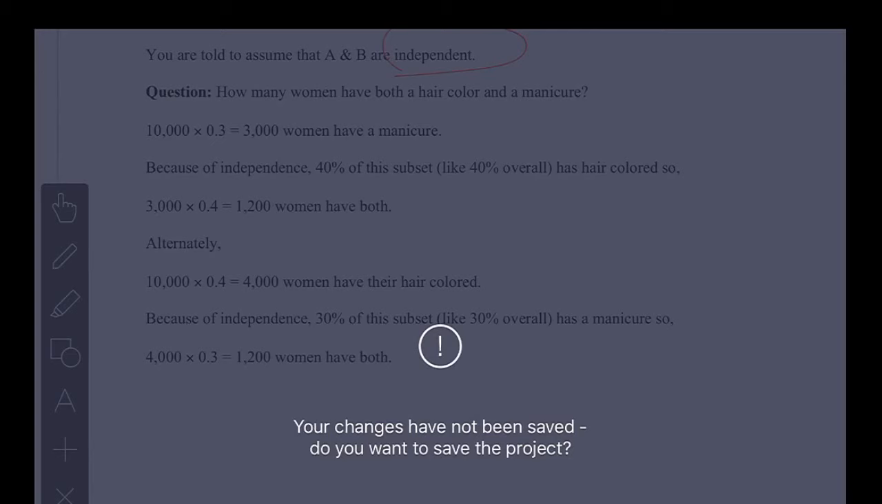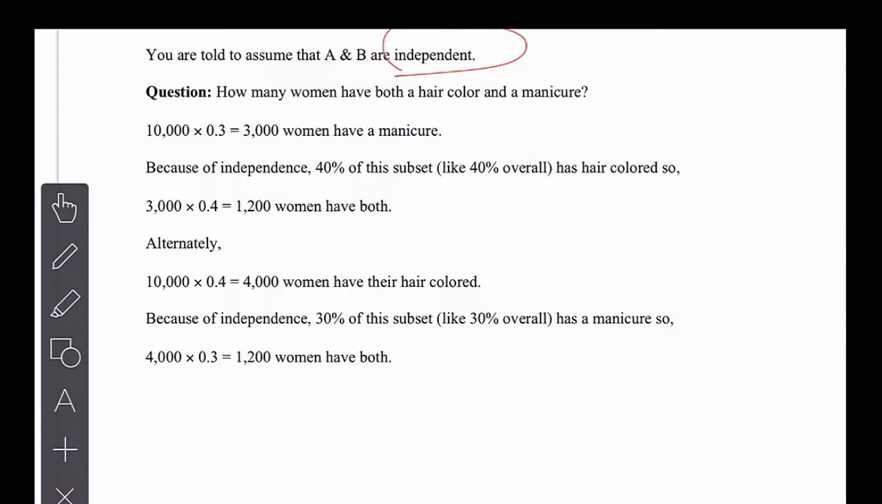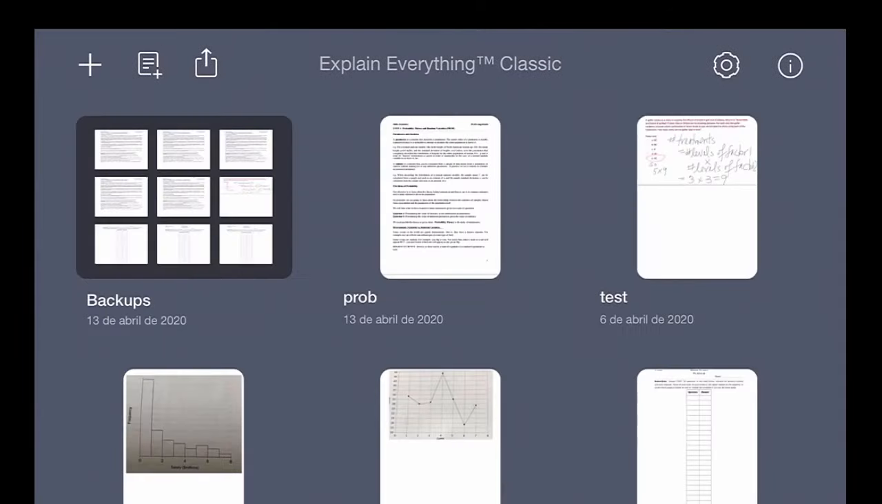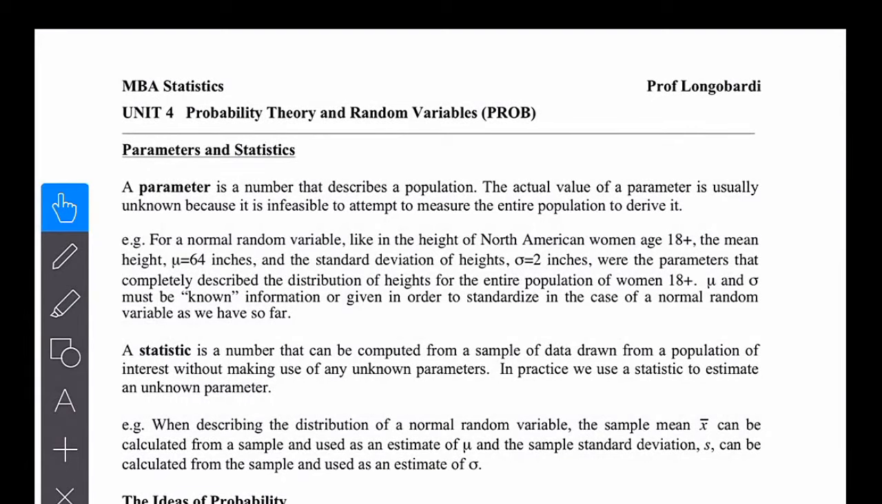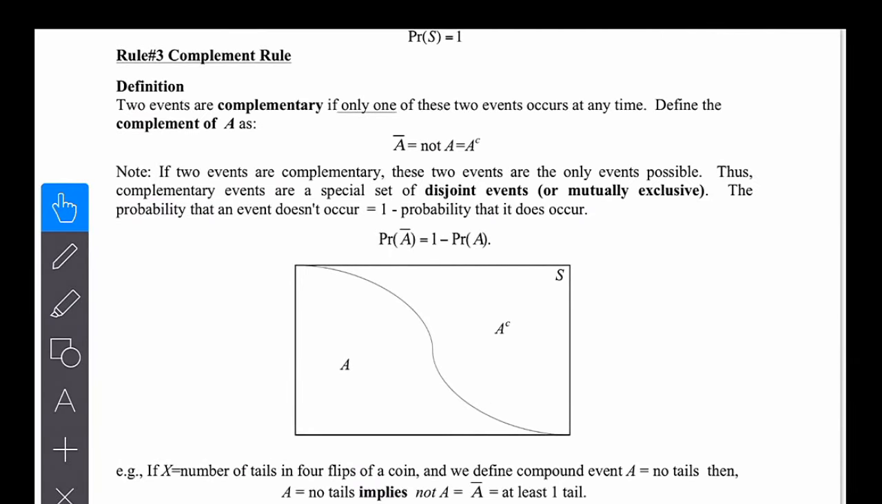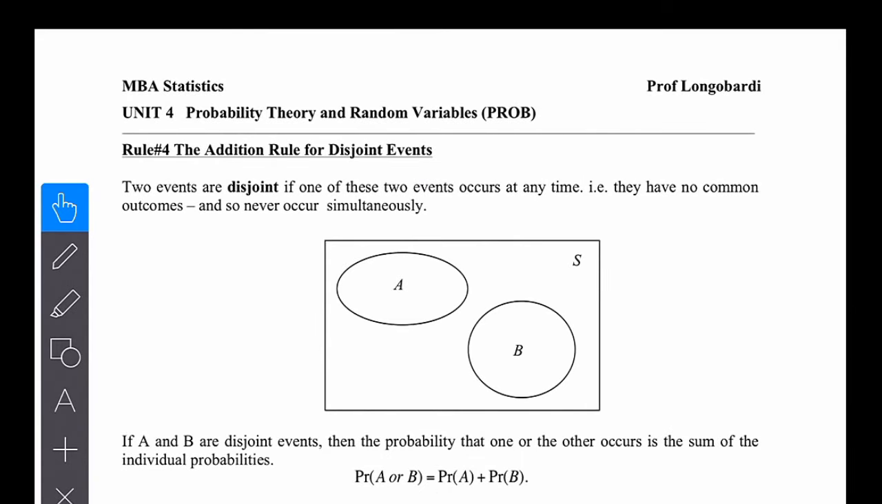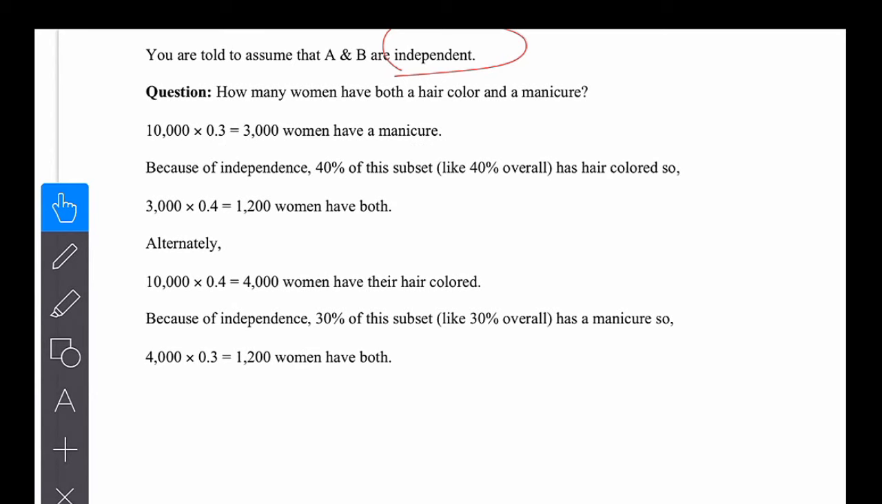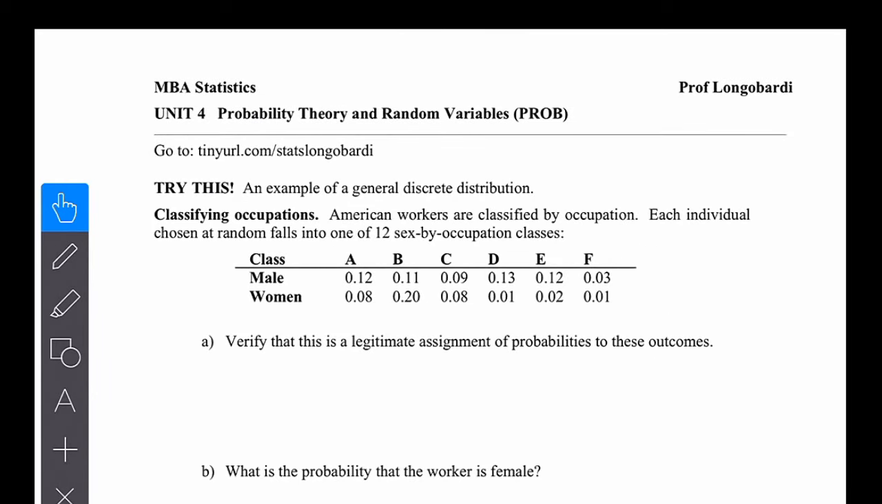So I'm going to save that. You guys got to work through that. I have some other examples in the exercises that I'll show you. All right, so let's see where we left off. So the rules.